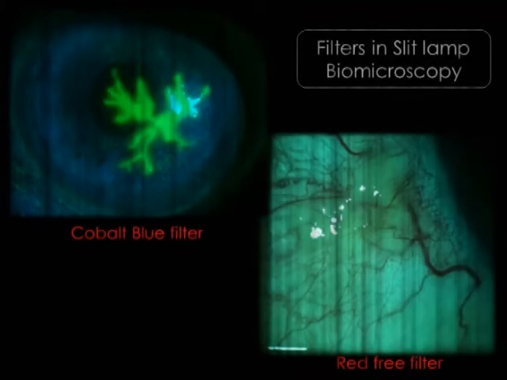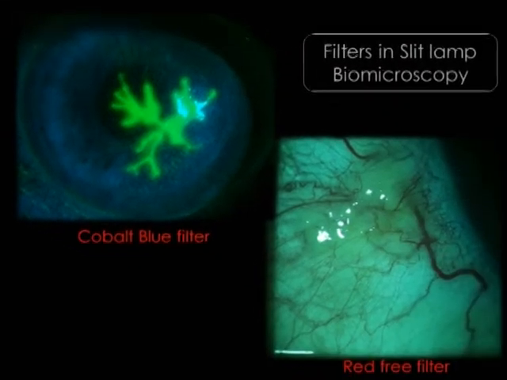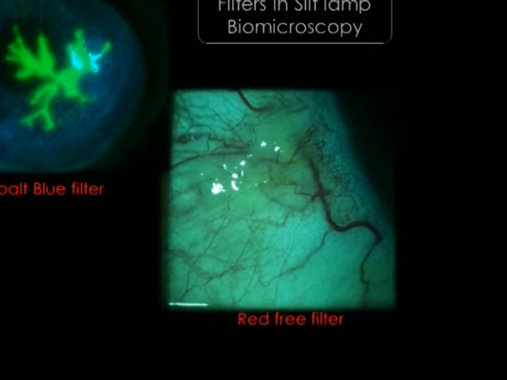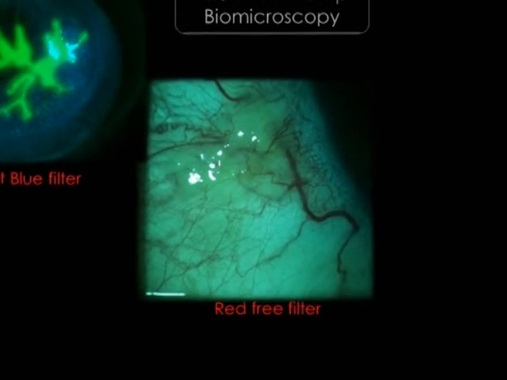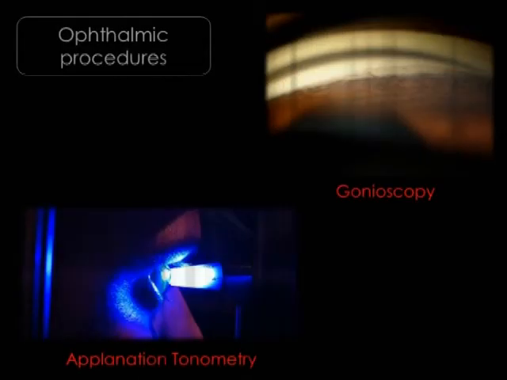The cobalt blue filter along with fluorescent dye enhances ocular surface epithelial defects. The green colored red-free filter highlights blood and blood vessels. Further, the slit lamp is essential for various tests like gonioscopy, Goldmann applanation tonometry, and retinal examination using condensing lenses.